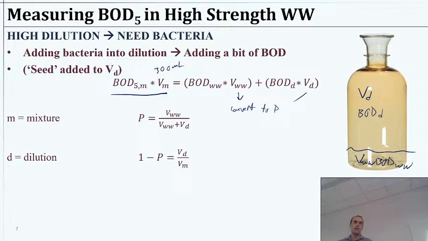So we can do a little bit of algebra from this, the P dilution factor here, and we can say 1 minus that is going to be the volume of dilution divided by the volume of the mixture. It just takes a little algebra to get there. Don't worry too much about it unless you feel like it. Down here on the denominator, that would be volume of the mixture.